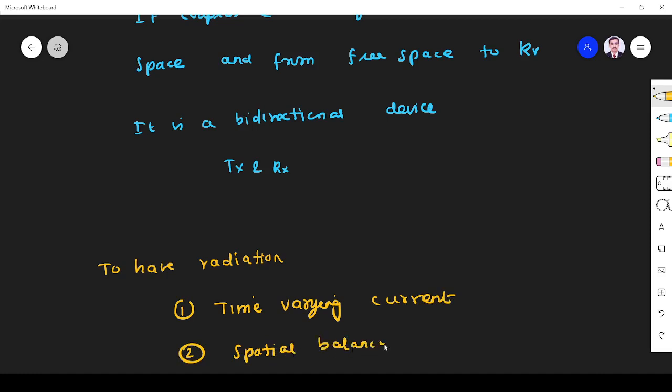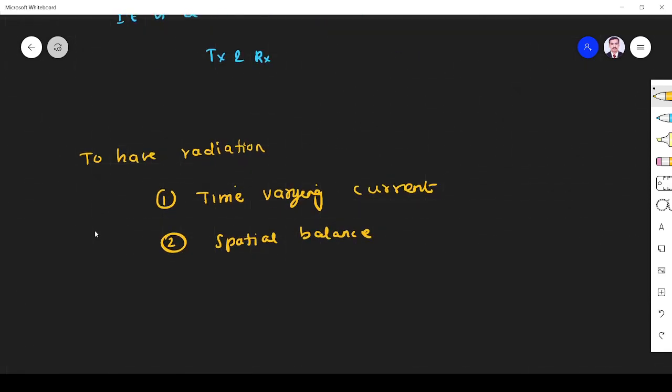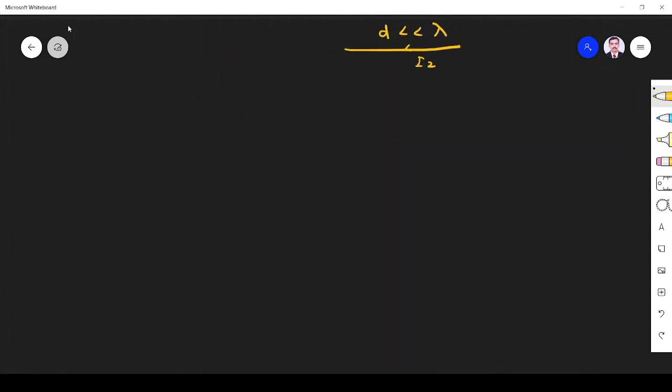Spatial imbalance implies that, since we know antenna is a conductor, here current flows in this direction, here current flows in this direction, right? So this gap d must be far less than the wavelength of the wave transmitted. These two conditions should be satisfied by the antenna. Then when will radiation be dominant? Radiation is dominant at high frequency.